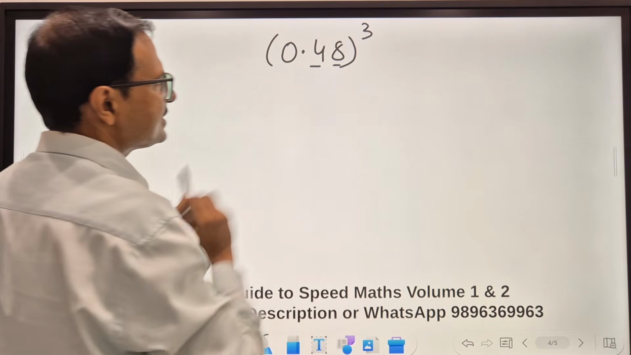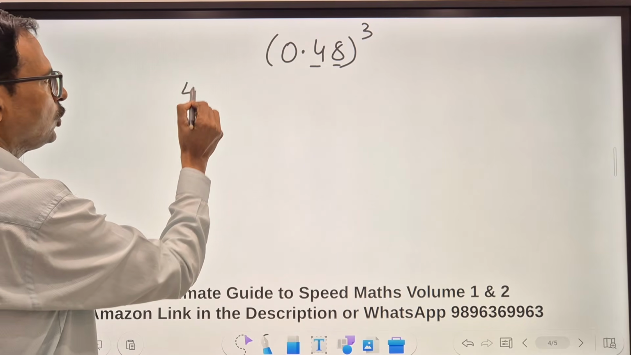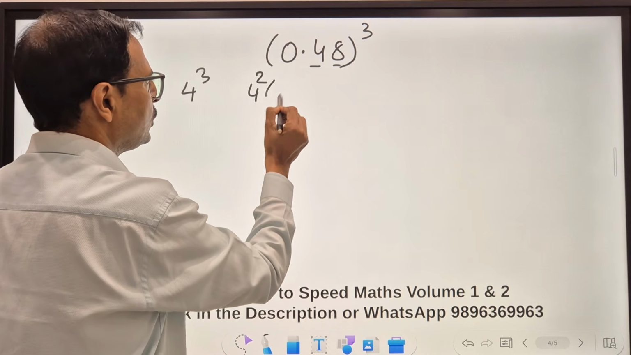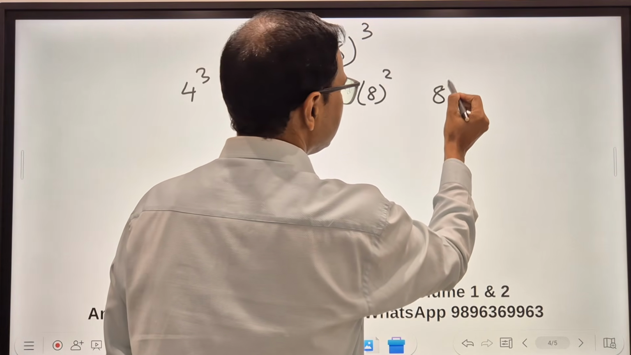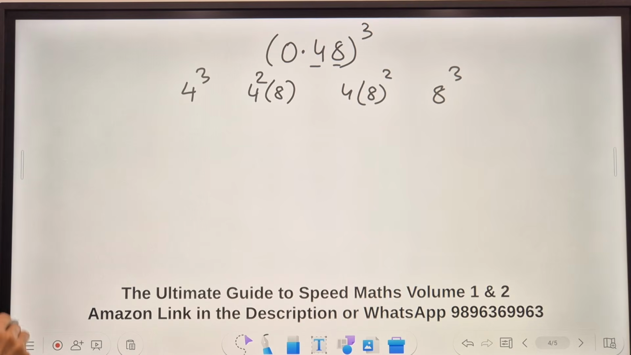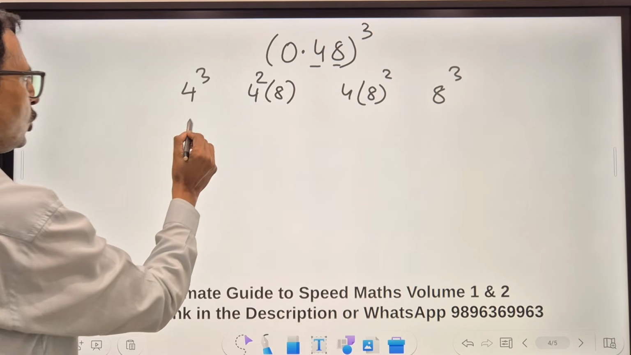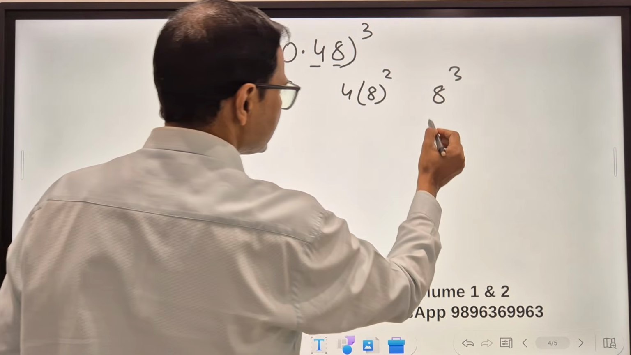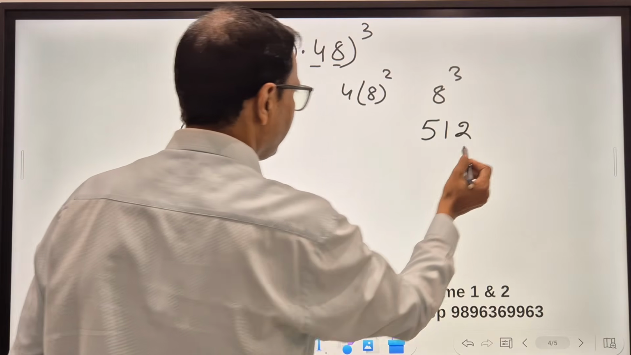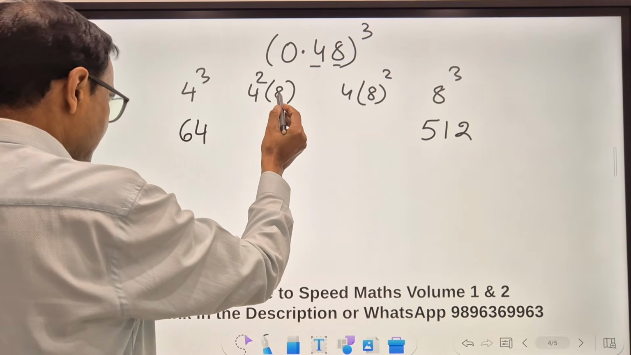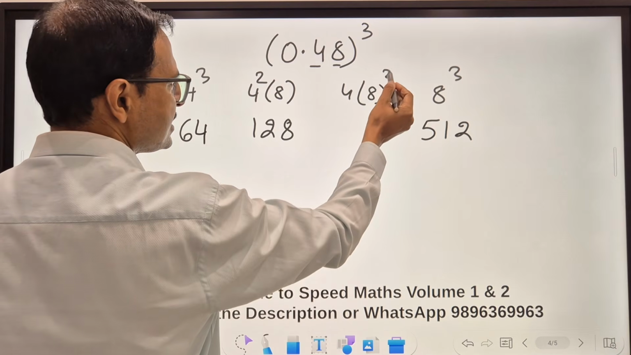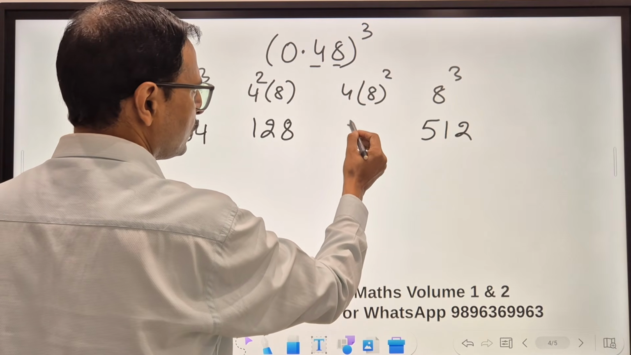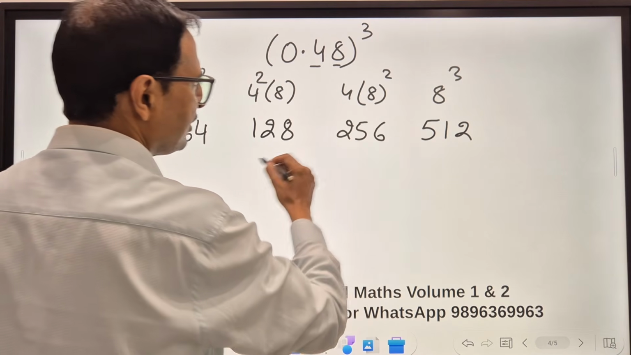A is 4, B is 8. So first I will write 4 cube, then 4 square into 8, then 4 into 8 square, and then 8 cube. These are the 4 numbers which I have to find. Now 4 cube is 64, 8 cube is 512, I know both of them. 16 times 8 is 128, and this is 64. 64 times 4 is 256. So I have the 4 numbers.